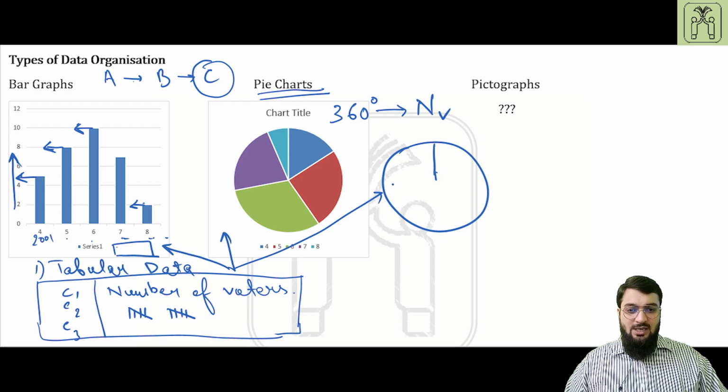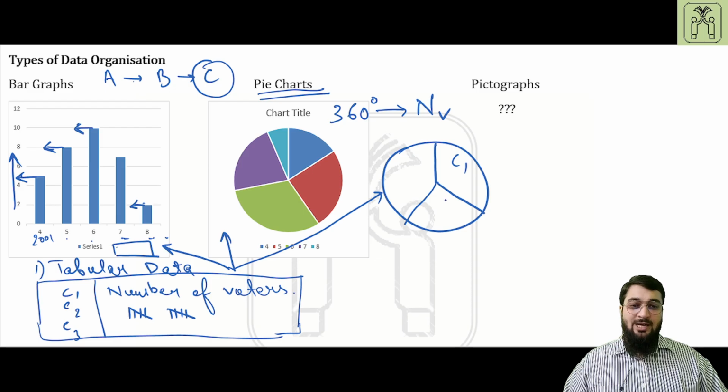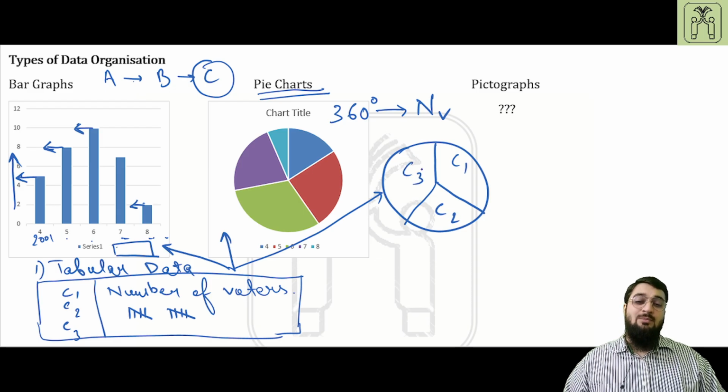For example, I can make the choices something like this: this is 120, this will be 60 degrees, and this will also be 120 degrees. So for choice 1, we made this part, for choice 2, we made this part, and for choice 3, we made this part.